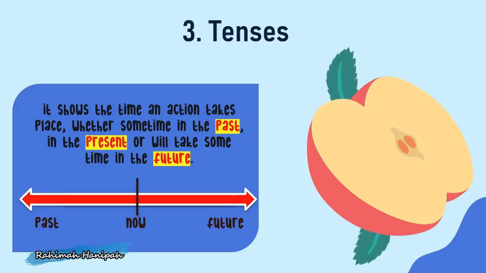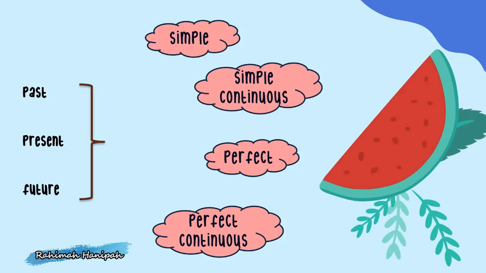Tenses show the time an action takes place, whether sometime in the past, in the present, or sometime in the future. We have past, present, partly now, or in the future. When we are talking about past, present, and future, they have more groups such as simple, continuous, perfect, and perfect continuous. So tenses can be grouped into another 4 types more specifically.